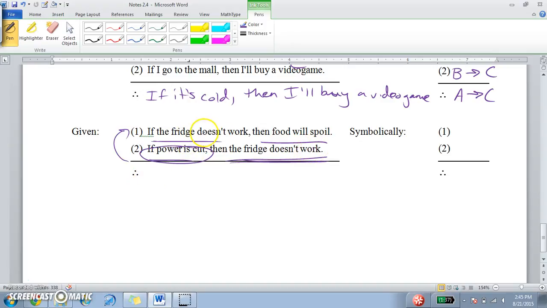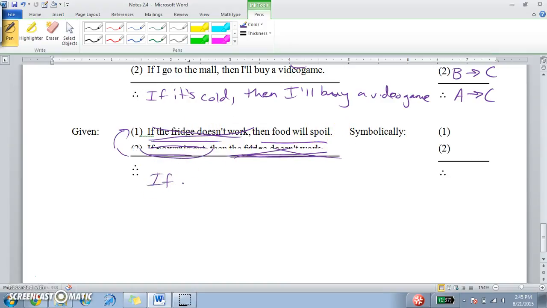But the first statement says if the fridge stops working, then the food will spoil. So the part that I'm going to cut out is this part, the fridge not working. Because if the power is cut, then that's going to happen. The fridge isn't going to work. If the fridge doesn't work, then the food will spoil. So my conclusion, or my third conditional that I'm going to write, is if the power is cut, then the food will spoil.